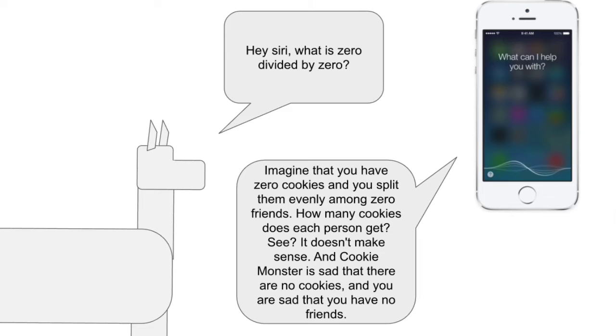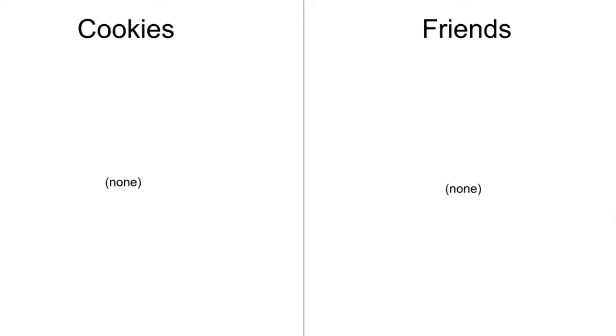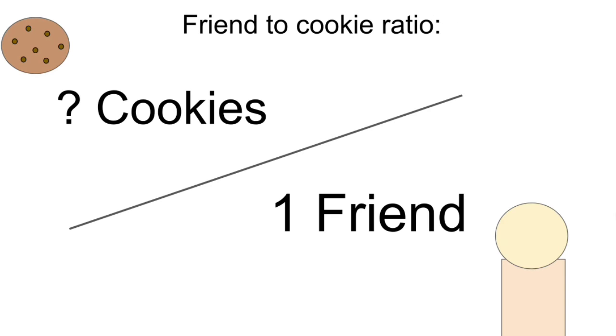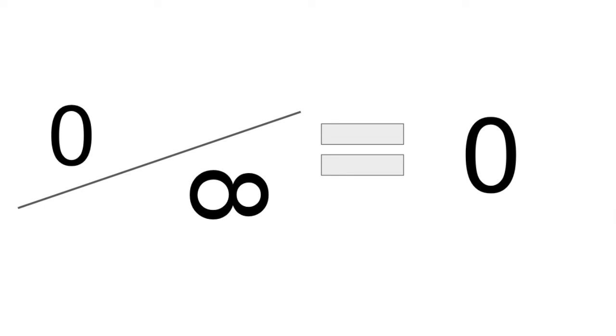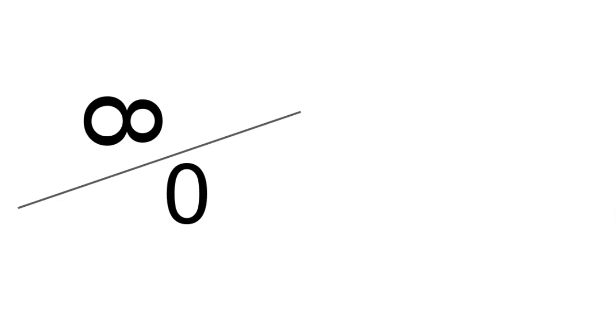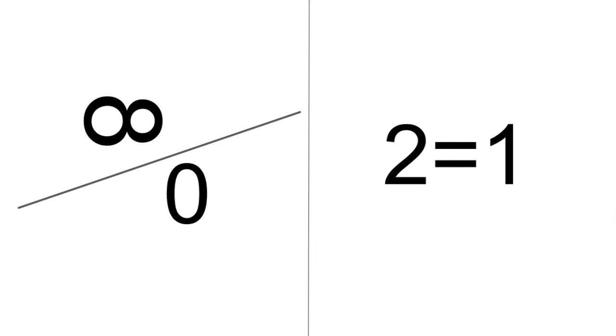What is the cookie to friend ratio for this example? If you want to divide your 0 cookies among your 0 friends, you can't say that each friend gets 0 cookies because you don't have one friend to have that ratio even work. If you have 0 divided by anything except another 0, the answer will be 0. But if you divide any number by 0, some weird things start to happen, like 2 is equal to 1.